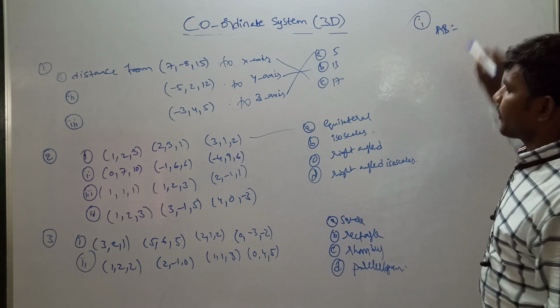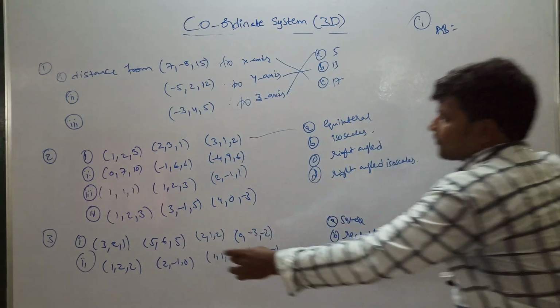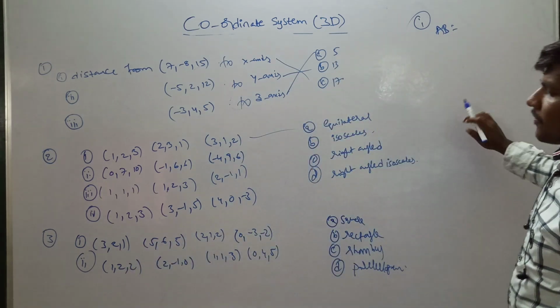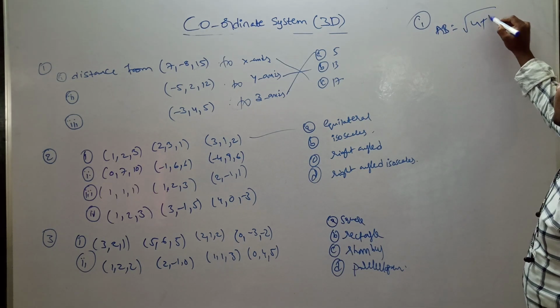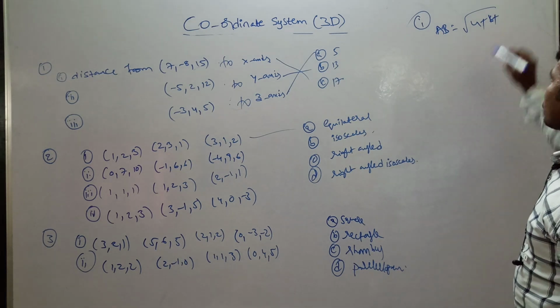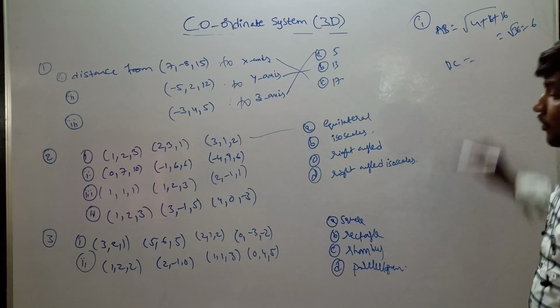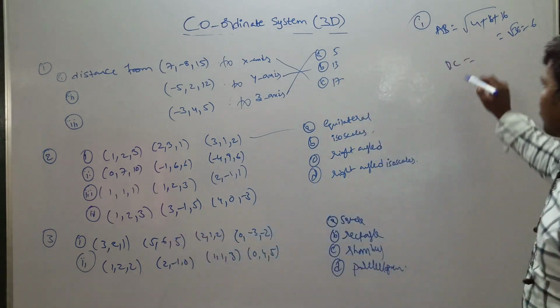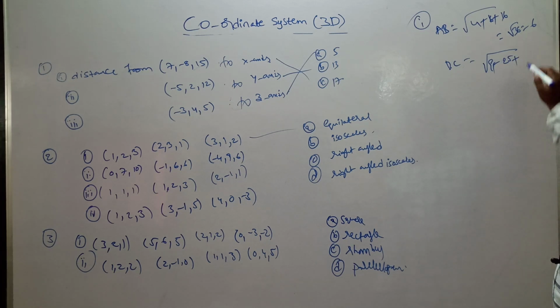Here also, first of all, AB equal to root of (5 minus 3) whole square plus (6 minus 2) whole square plus (4 minus 2) whole square, that is equal to 16... (5 minus 1) whole square, that is also equal to 30. Total that is equal to 6. BC equal to root of (2 minus 1) whole square plus (1 minus 6) whole square plus (2 minus 1) whole square. This is equal to 25 plus 8.